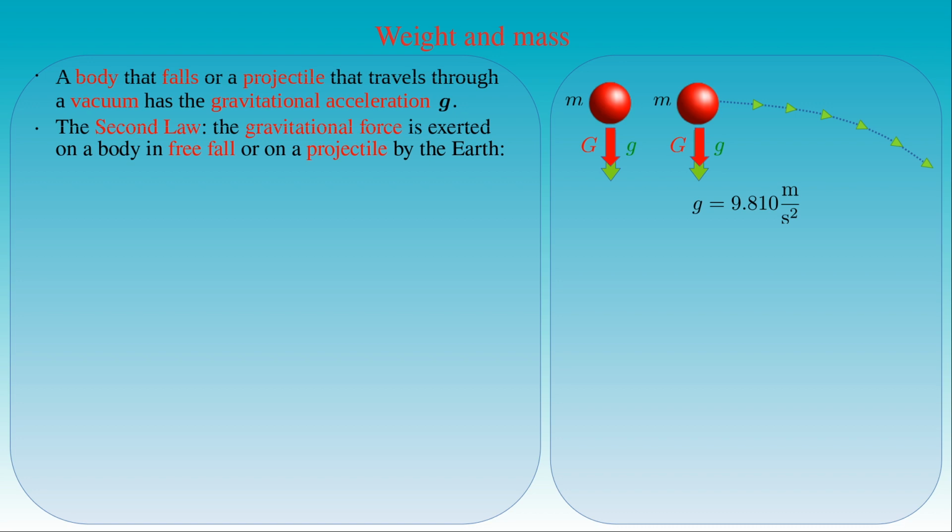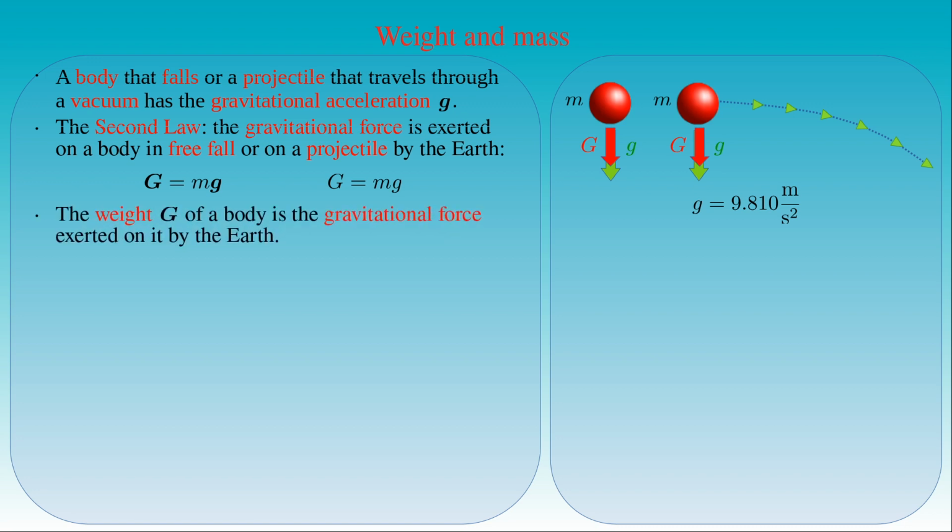If the mass of the free-falling body or the projectile is m, then the magnitude of the gravitational force is equal to the mass m times the gravitational acceleration g, and is directed downward. This gravitational force acting on the body is called the weight of the body, and denoted by the capital letter G. That is, the weight G of a body is the force exerted on it by the gravity of Earth, and it is given by the mass m times the gravitational acceleration g.